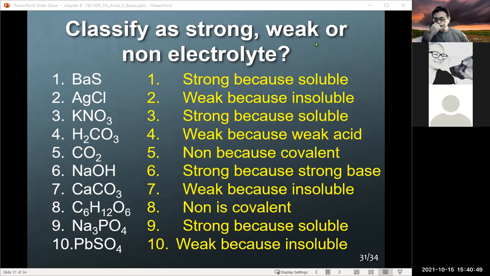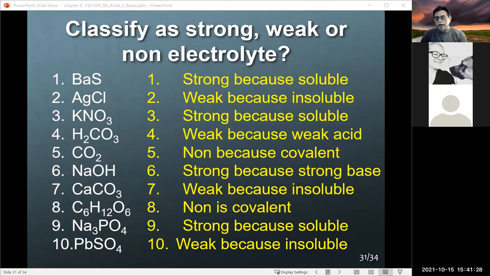What we got here is a listing of things, and we go through each one. Well, first one, we got to name it so we know what we're looking for, right? So the first one is barium sulfide. You're asking sulfide. I can go to the solubility rules and look up the sulfide, and you will find that normally the sulfide is insoluble, which will make it a weak electrolyte, except when it's bonded to barium. And when it's bonded to barium, it is soluble. Therefore, it is a strong electrolyte.